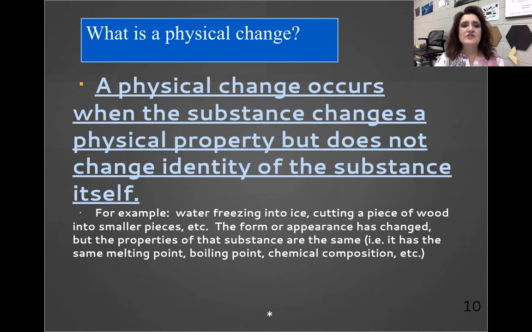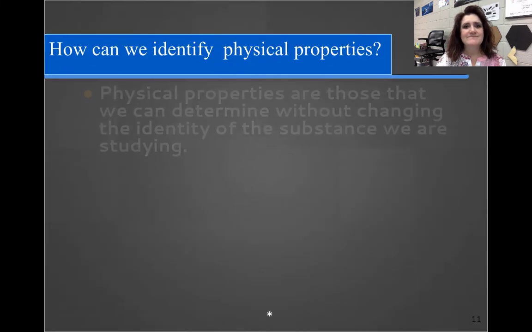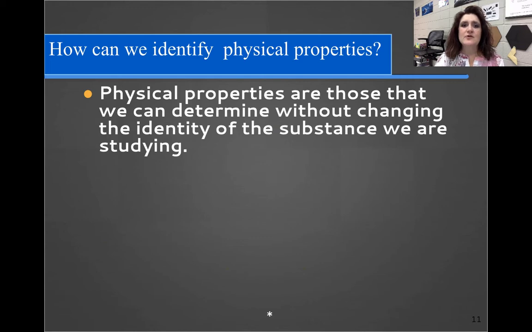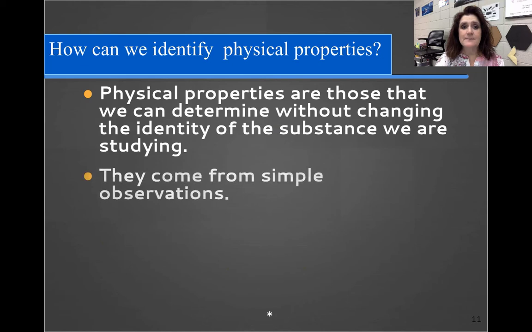A physical change occurs when a substance changes physically, but it doesn't change anything about the identity itself. For example, water freezing into ice, cutting a piece of wood into smaller pieces, it doesn't change what is actually the substance. I cannot tear a piece of cheese in half and have a piece of cheese and a piece of bread. So physical properties are those that can be determined without changing the identity of the substance. They come from simple observations.